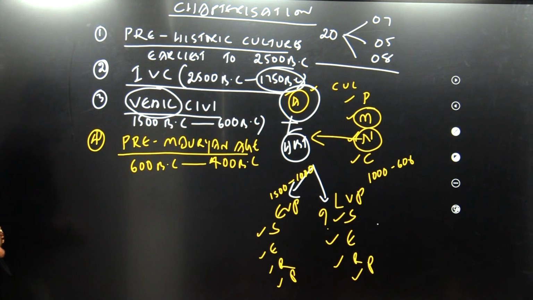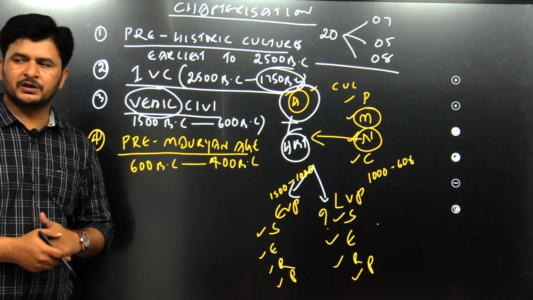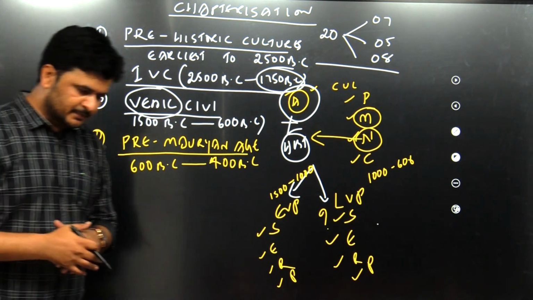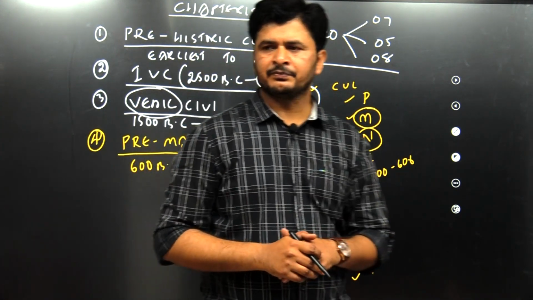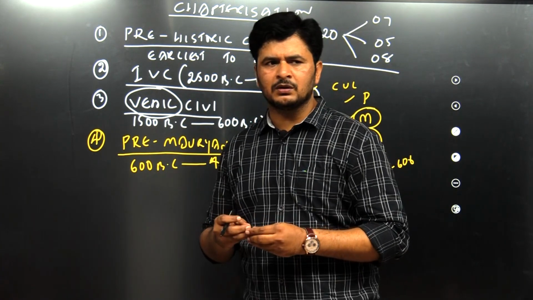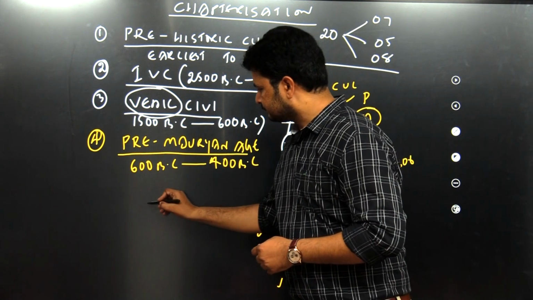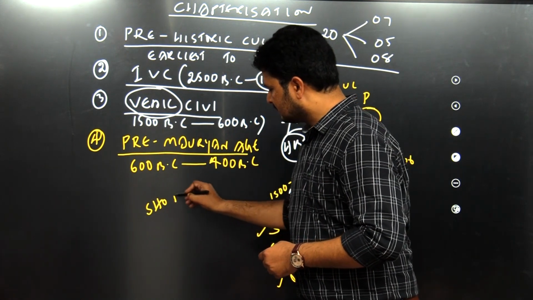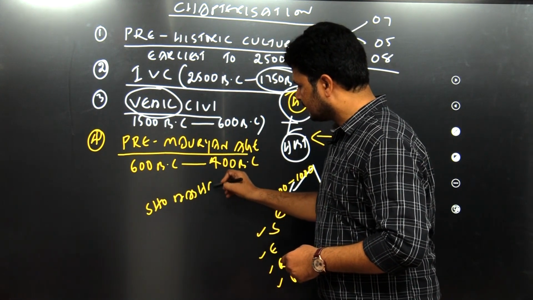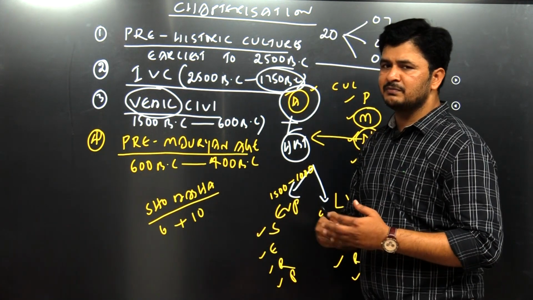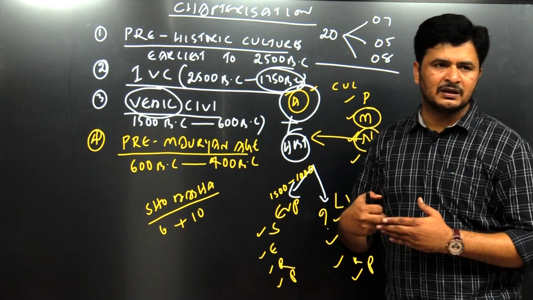So under the tag called pre-Mauryan age, we are going to learn political events, especially the Magadhan Empire. There is a concept called Mahajanapadas. In Sanskrit we call them Shodasha Mahajanapadas. Sho, 6, Dasha, 10, 6 plus 10, 16. Shodasha Mahajanapadas, 16 larger kingdoms.